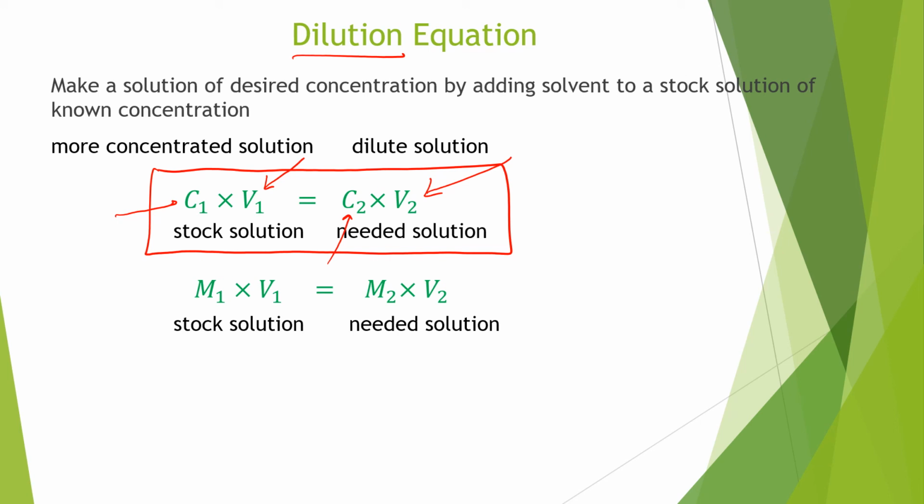If the concentrations are given in moles per liter or molarity, then this equation changes to M1 times V1 equals M2 times V2, where M1 and V1 are the molarity and volume of stock solution, and M2 and V2 are the molarity and volume of the dilute solution which we need to prepare. I will demonstrate how to use these equations to calculate the concentration of a dilute solution with the help of an example.